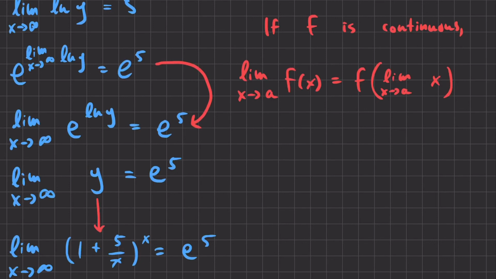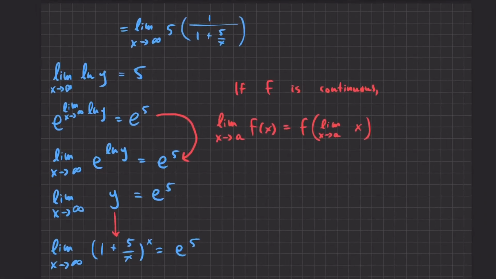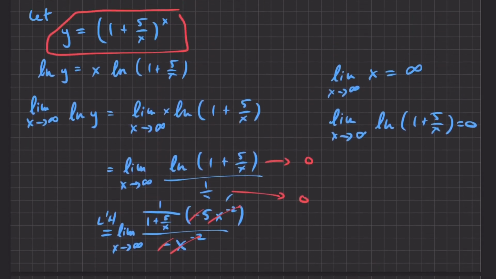But the same could still be said if we had a different base. For example, if instead of e we had 2 to the power of the limit as x approaches infinity of something, it would still work because 2 to the power of x is still a continuous function. In any case, that's why we were able to do it. Any other questions about this last example? It's kind of a nasty one, but it does come up enough that I think it's pretty important to cover.